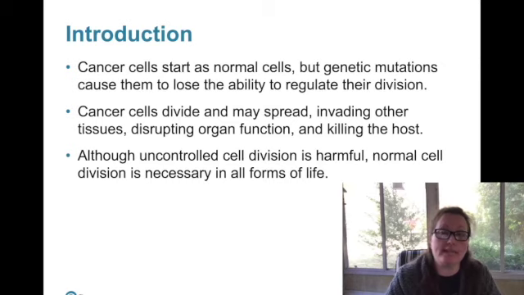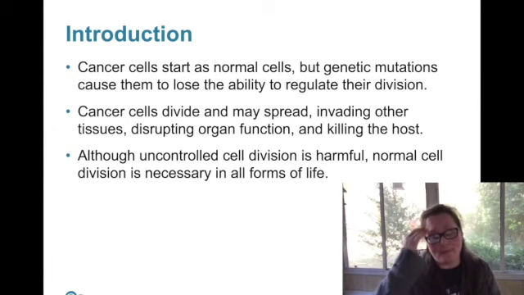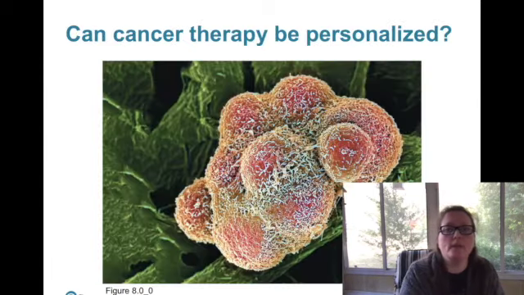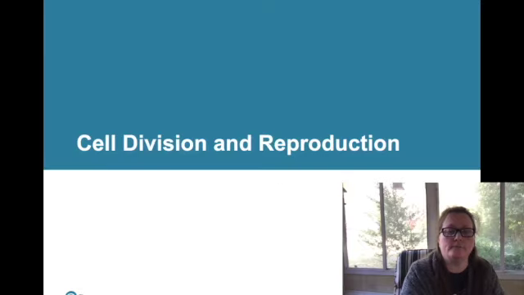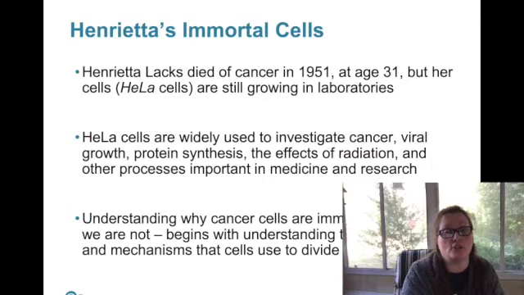We're going to talk about cancer cells, what happens with them, how our cells normally reproduce, and then what that means with cancer. So, can cancer therapy be personalized? This means, can they take your own personal genetic information in order to get rid of cancer? So: cell division and reproduction, the eukaryotic cell cycle and mitosis, meiosis and crossing over, which I mentioned when I drew it on the board, and alterations of chromosome number and structure.